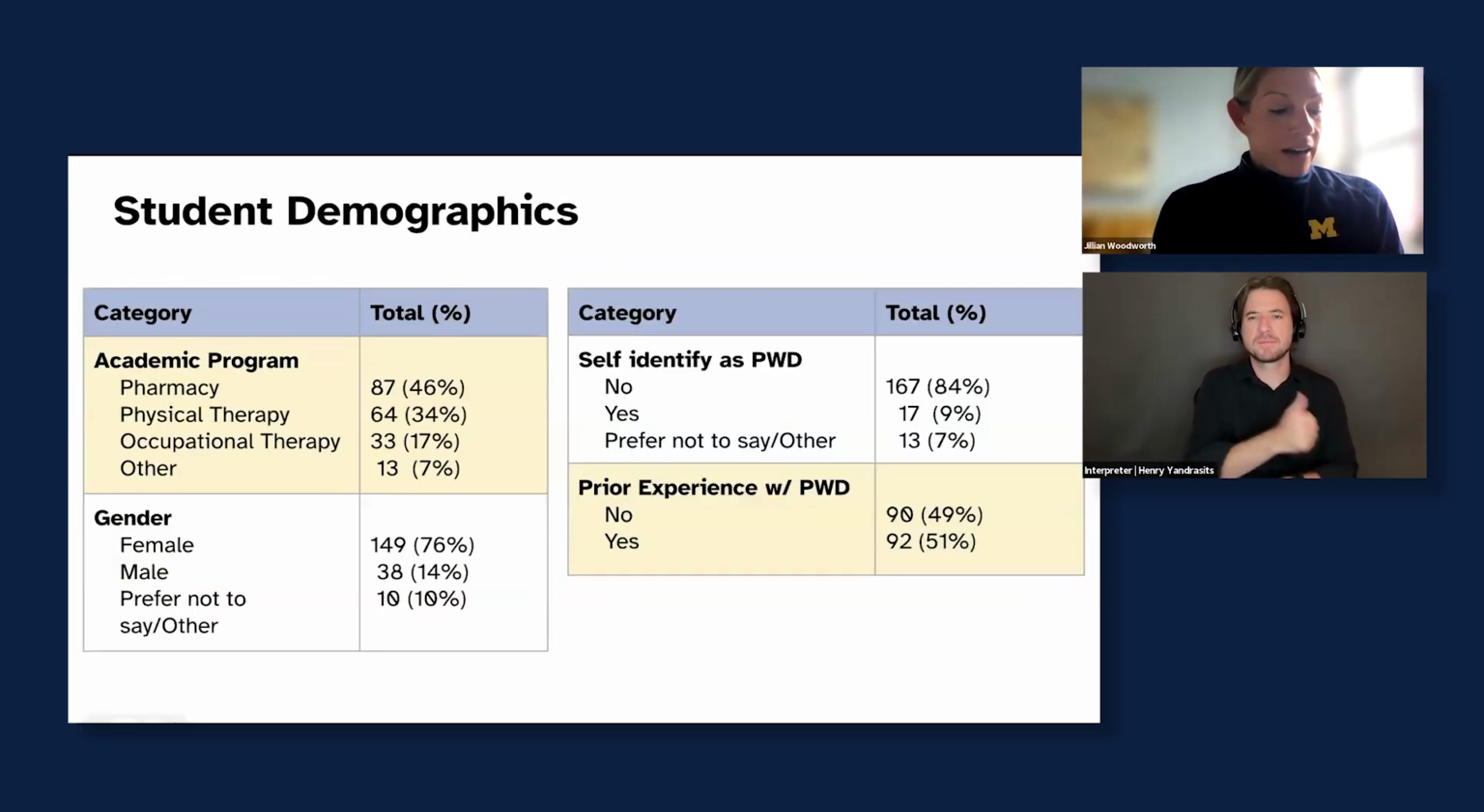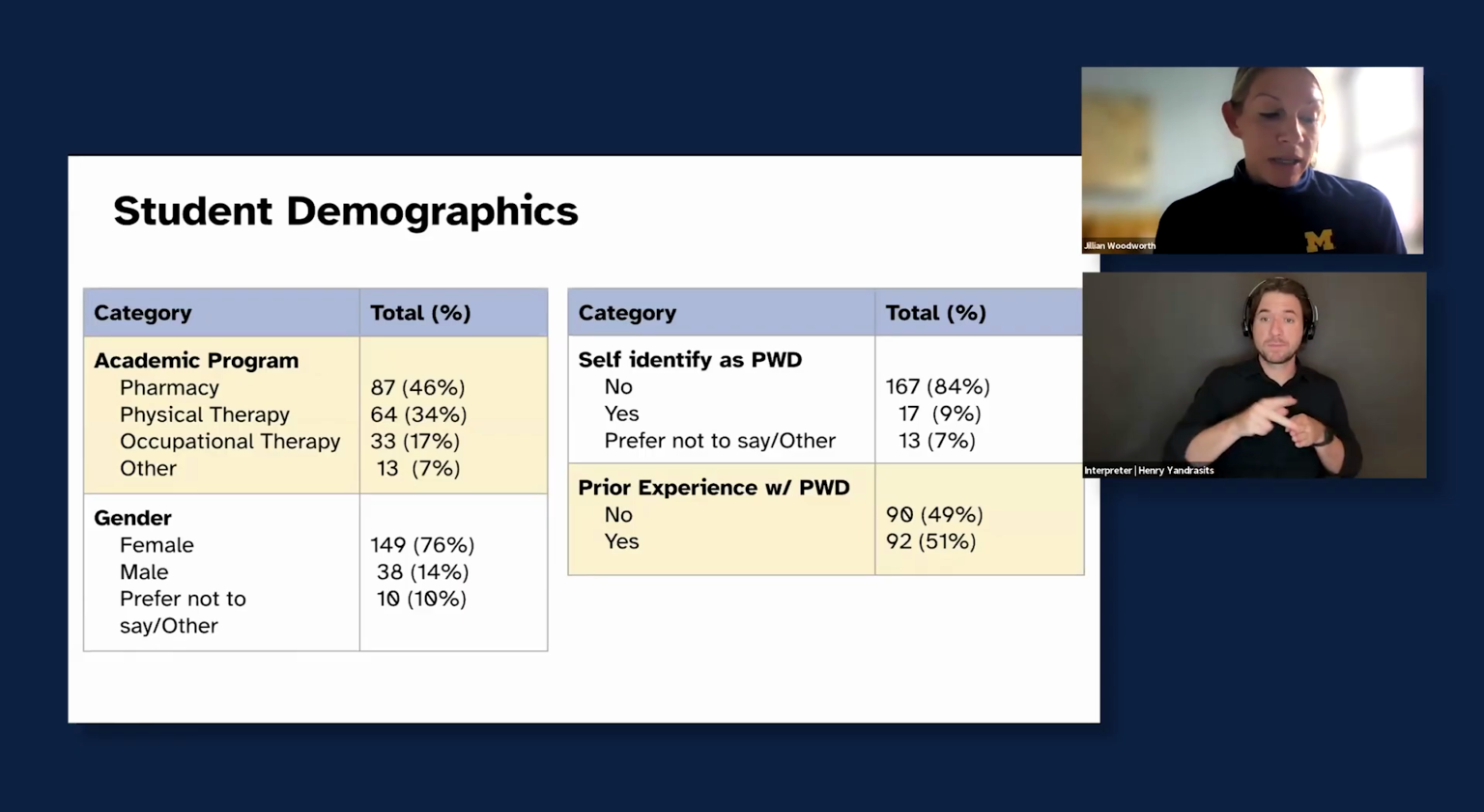Next slide. This slide shows the aggregated student demographics of the past 3 years we've been running this course. Most participants come from our 3 professional programs, OT being the newest, so naturally it has smaller numbers of students represented here. We also have a small but meaningful percentage of students who self-identify as a person with a disability. And across cohorts, we've seen a roughly equal split between students who have prior experience working or supporting individuals with disabilities and those who are newer to this population.